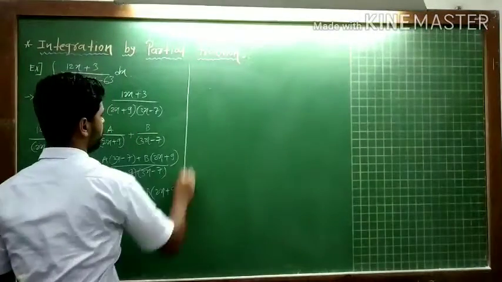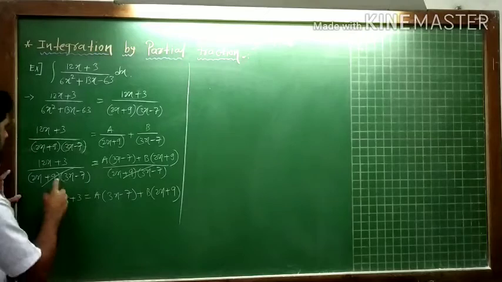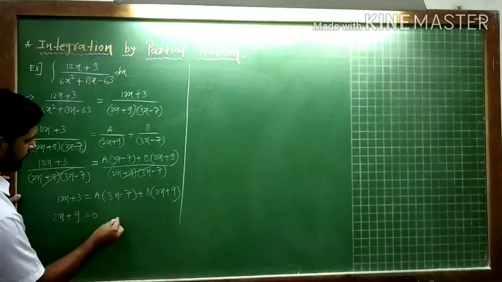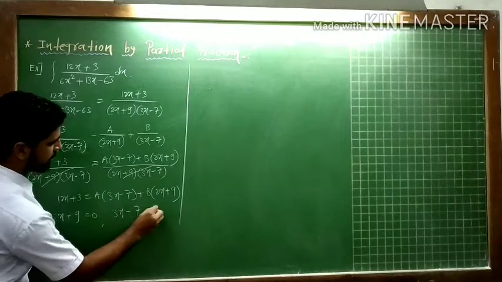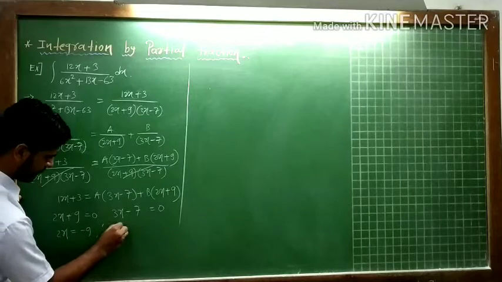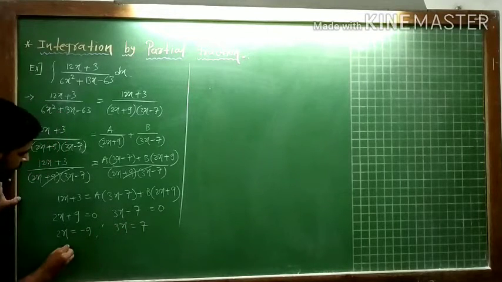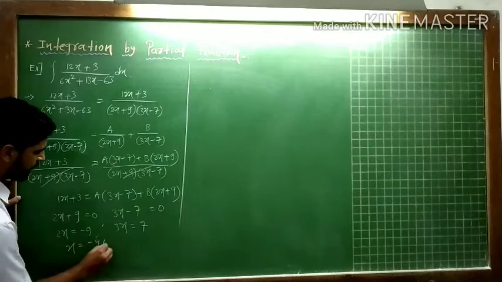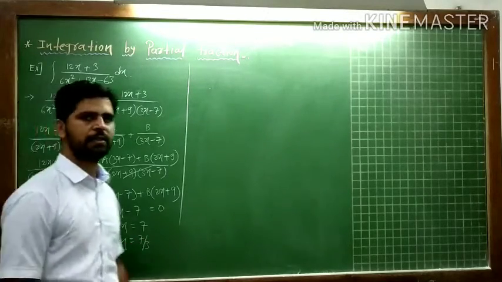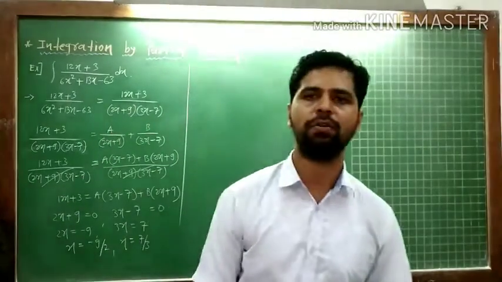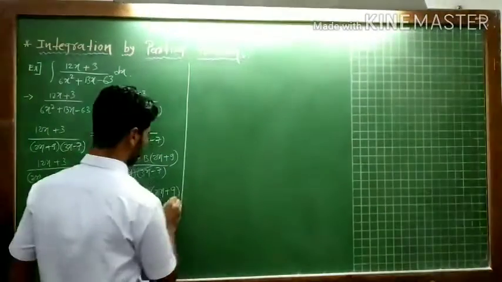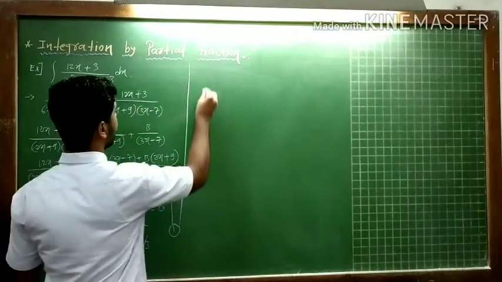See, the first factor 2x + 9 is equal to 0, and the second factor 3x − 7 is equal to 0. So 2x equals −9 and 3x equals 7. So the first root is −9 by 2 and the second root is 7 by 3. These are the two values of x we got. Now we have to put both values in equation number 1, one by one. So I'll write that equation again.